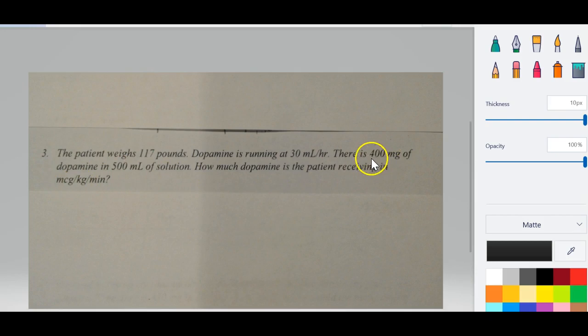So the pharmacy obviously sent up 400 milligrams of dopamine in 500 mL. So right away, I'm going to convert that to 400,000 mics, because the decimal would be here, and I'd bring it over 1, 2, 3 more to convert milligrams to micrograms. So that would be 400,000 mics in 500 mLs. This is much like question 1, but we'll just go through it to make sure that you got it down. Okay, so we'll use the 2 methods again.